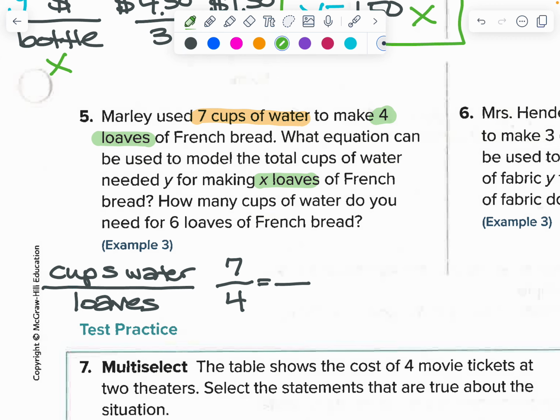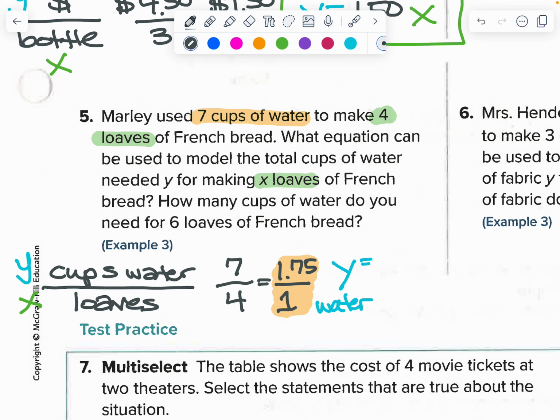Once again, they even say x are the loaves. Oh, so y would be the cups of water. Let's get it down to 1 loaf of bread. Please divide. We're going to divide 7 by 4 to get our unit rate of 1.75. This is our unit rate. That's really important.